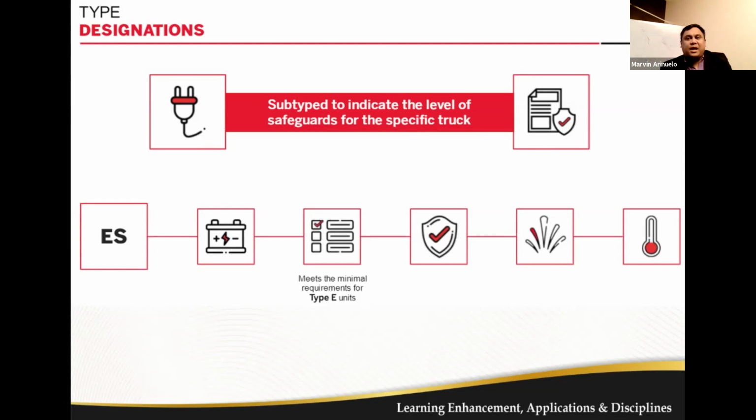Additionally, power types have subtypes to indicate the level of safeguards for the specific truck, determined by a recognized testing lab. For example, the type ES truck is a battery powered unit that meets the minimal requirements for a type E unit and has additional safeguards for the electrical system to prevent emission of hazardous sparks and to limit surface temperature.